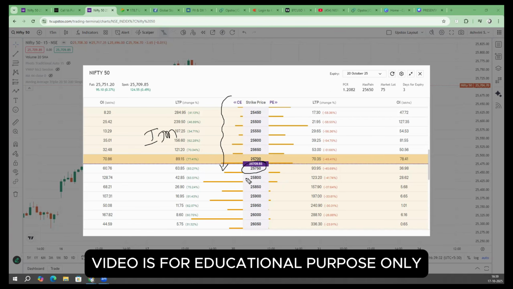Otherwise, you can see 25,700. What is the at the money? Below it, whatever the strikes are, they are all in the money. For that purpose, we call them ITM 1, ITM 2, ITM 3. And where the market is yet to travel, I repeat here, 25,750 is yet to travel, 25,800, 900, 26,000.